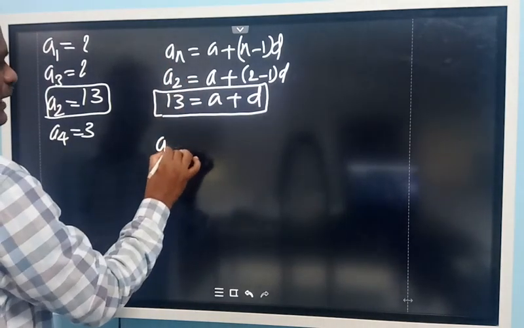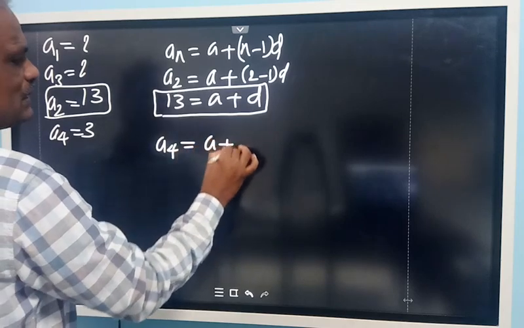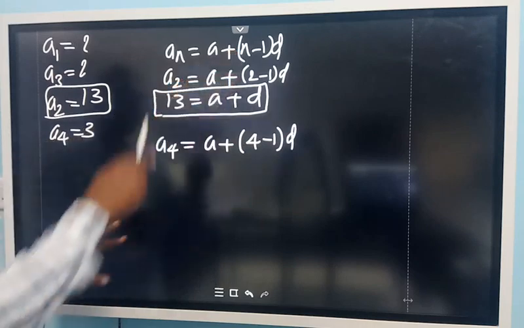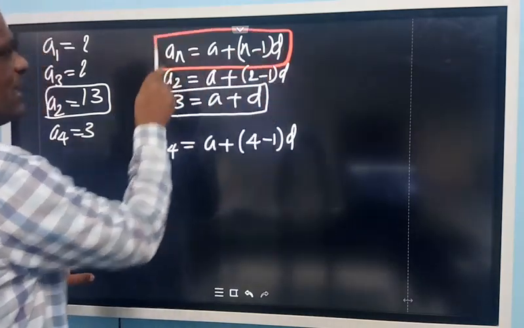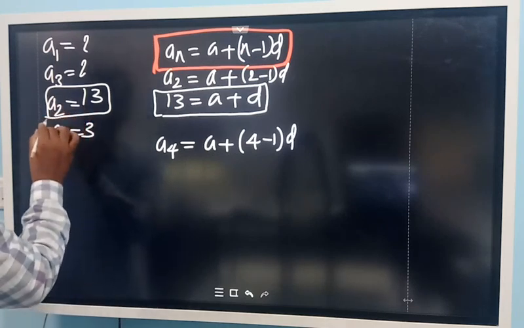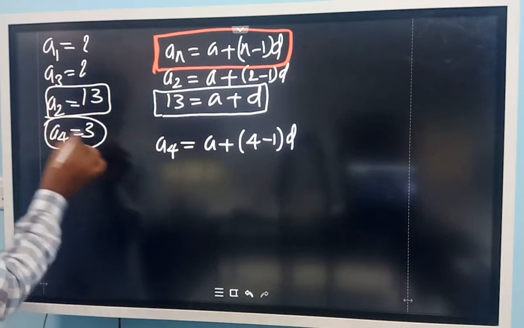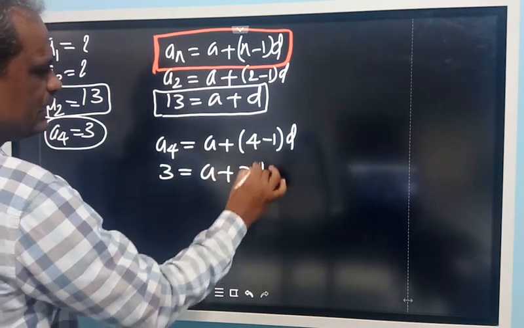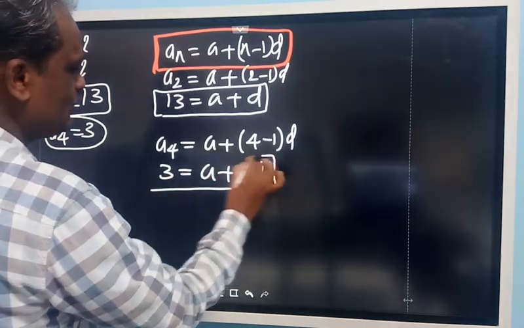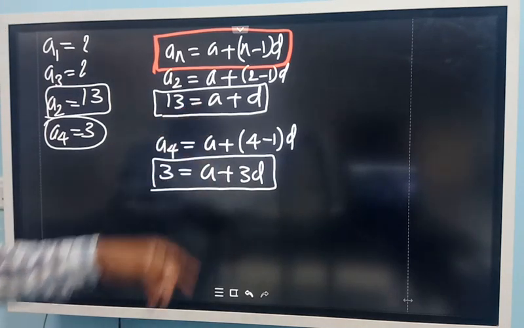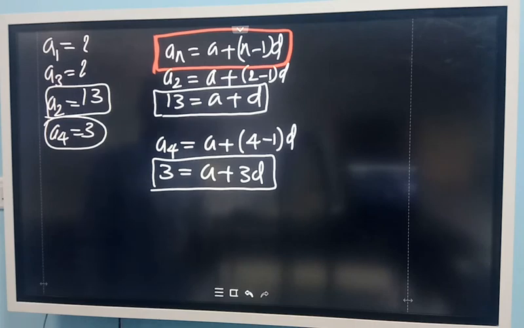Come to A4. A4 will be equal to A plus (4 minus 1) into D. Again the same formula we are using here. In place of A4 you write 3. 3 is equal to A plus 3D. So this is equation 2. We are getting two equations. They are linear equations in two variables. So by the elimination method you can solve this one.